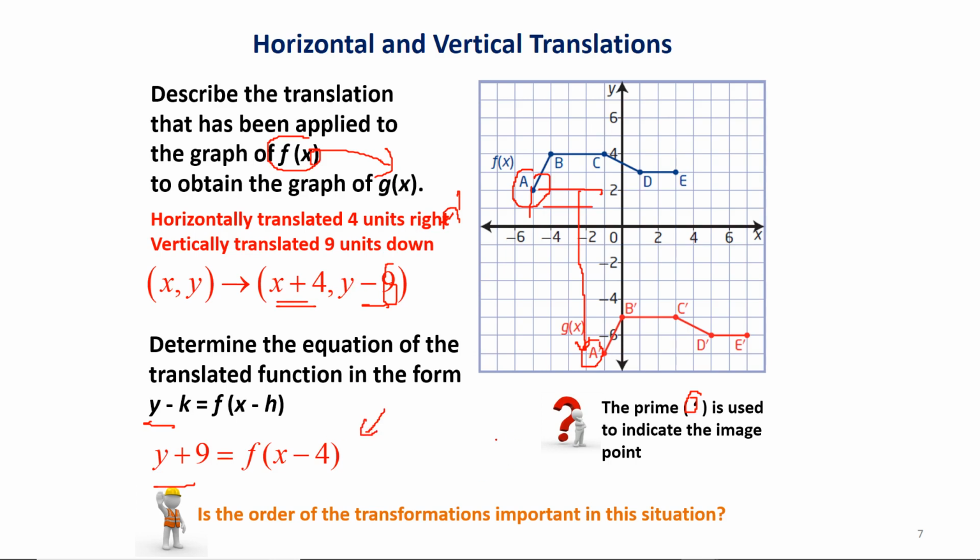So is the order of transformation important in this situation? If we first bring it down and then take 4 units to the right, does it matter? It doesn't matter. Write the equation of g(x) using replacement.